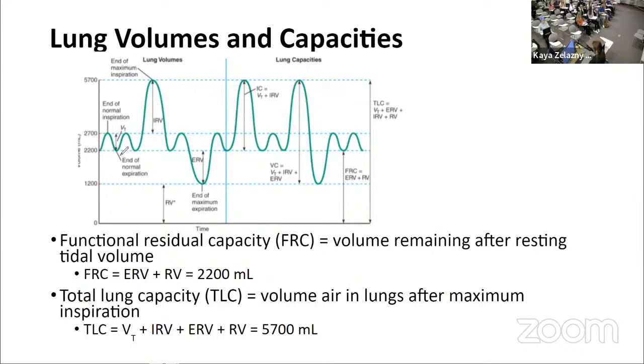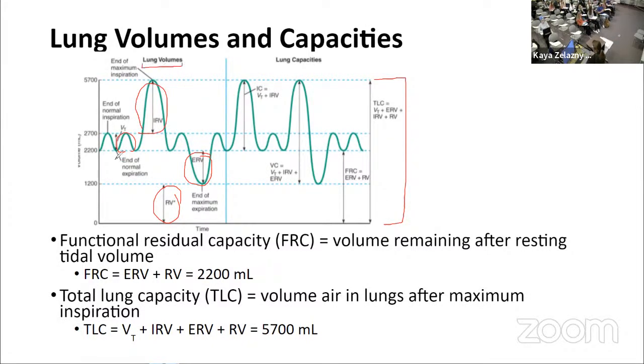So we need to add our tidal volume. We need to add the inspiratory reserve volume. We need to add the expiratory reserve volume, as well as the residual volume, because we're just trying to get that full measurement. Okay. So difference you'll notice between the lung volumes and the lung capacities, right?